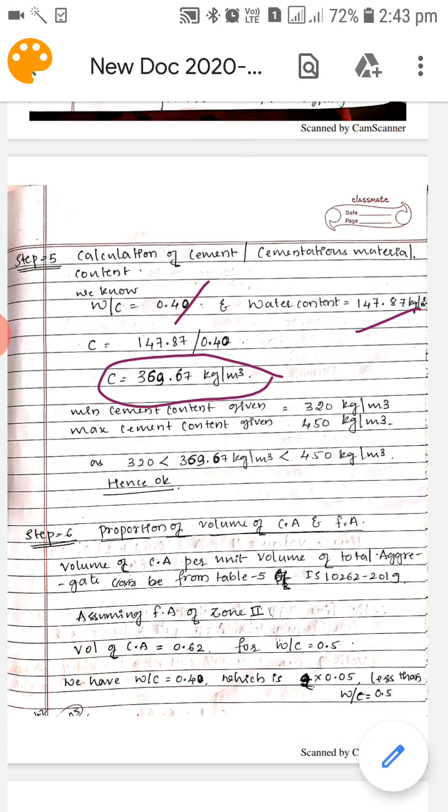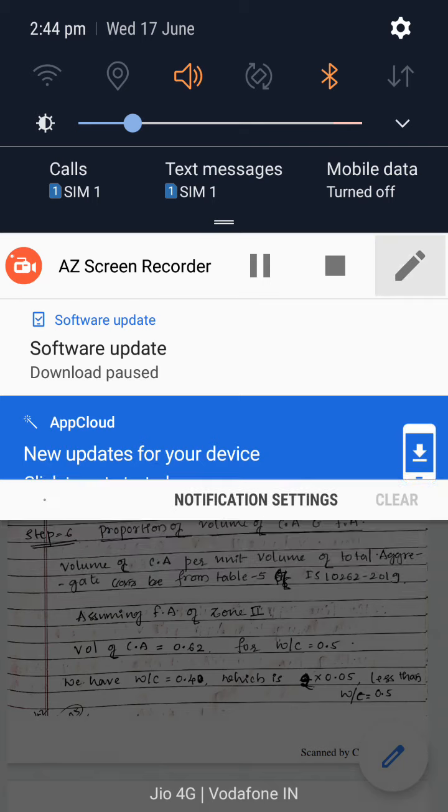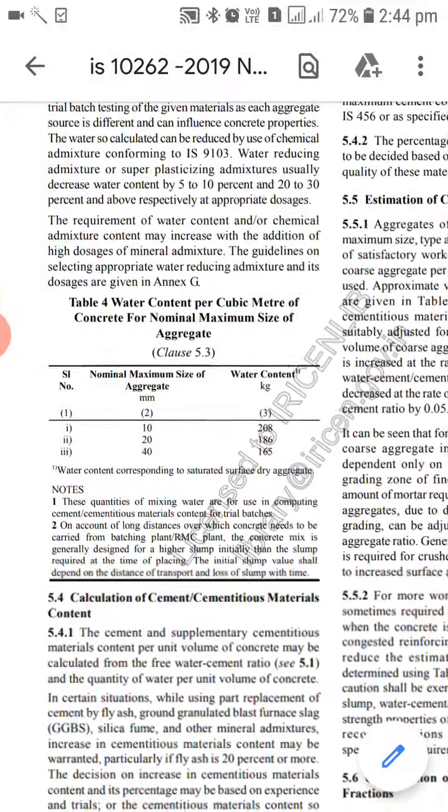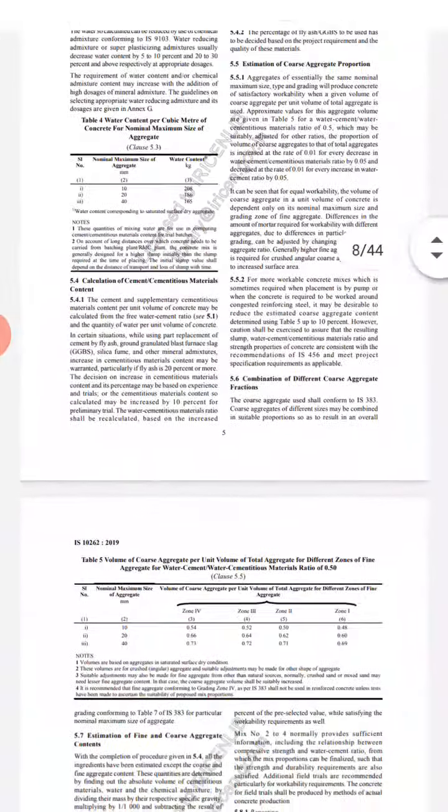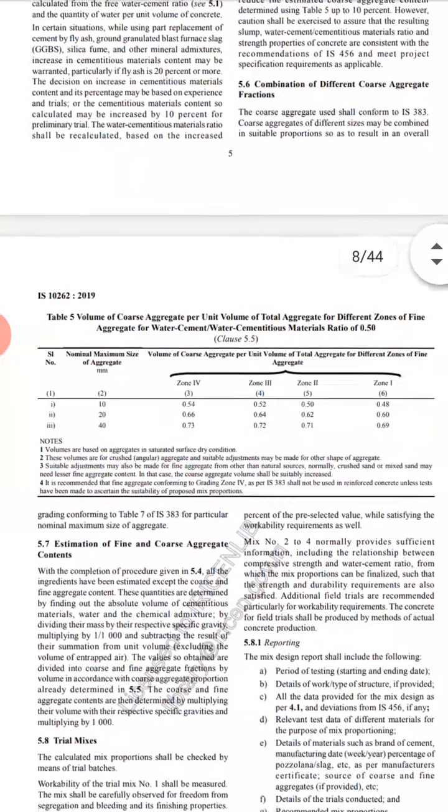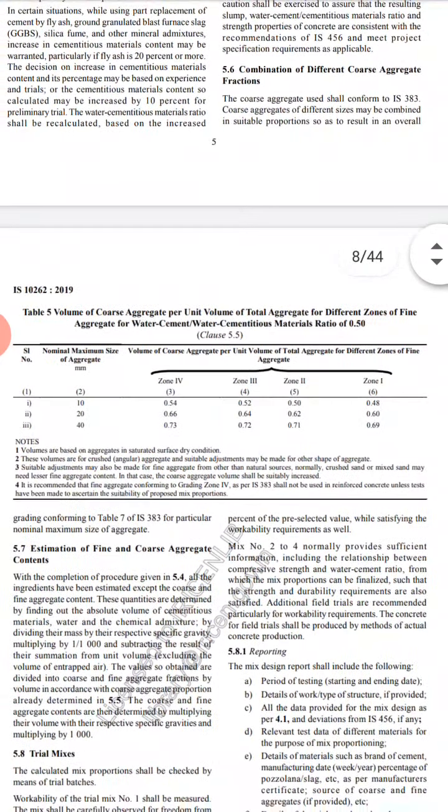Okay, so it is well within the limits, hence okay. So the next step is to calculate the proportion of volume of coarse aggregate and fine aggregate. The volume of coarse aggregate per unit volume of total aggregate is taken from Table number 5 of IS 10262-2019. Just check the code book, this is Table number 5.